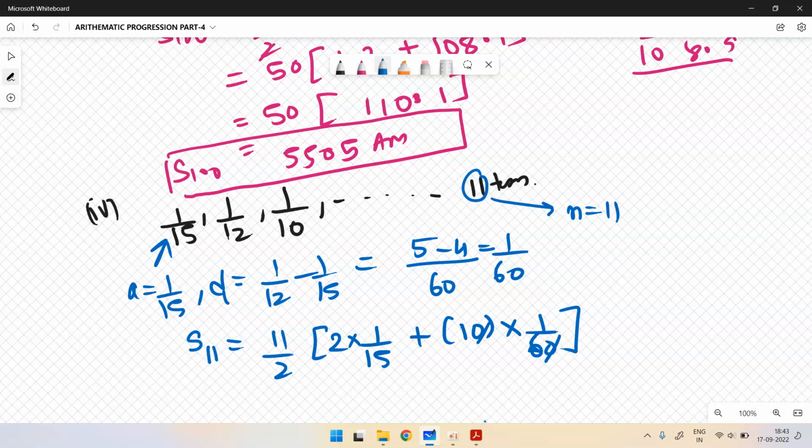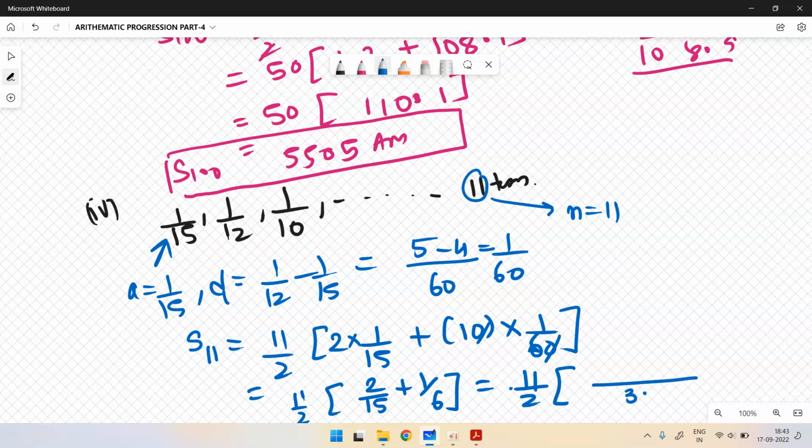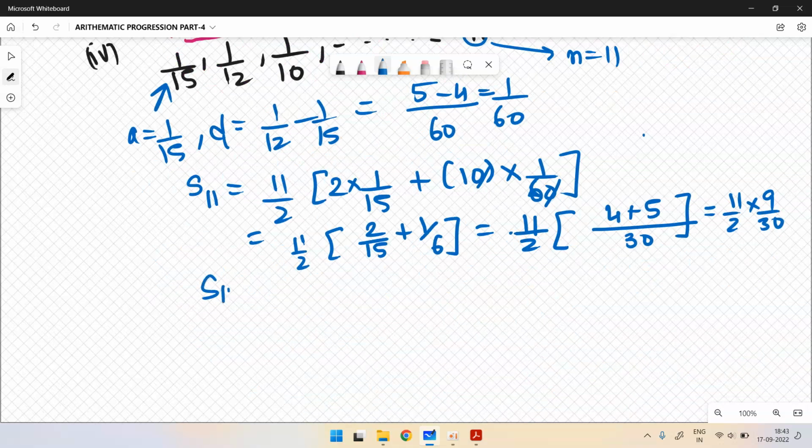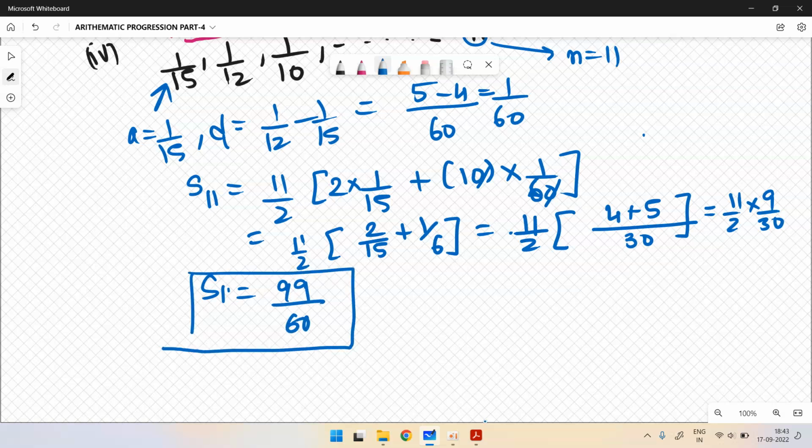So this is 11 by 2 into 2 by 15 plus 1 by 6. If we take the LCM, 30, this is 11 by 2 into 4 plus 5 by 30, which is 11 by 2 into 9 by 30. So the sum of 11 terms, S of 11, of the AP is 99 by 60, which is the answer.